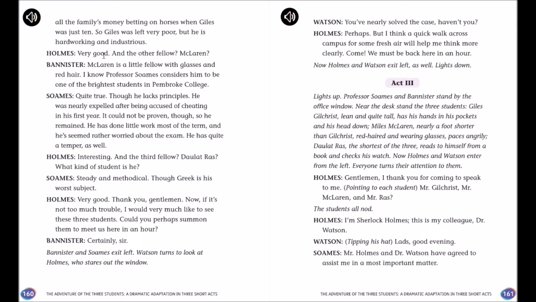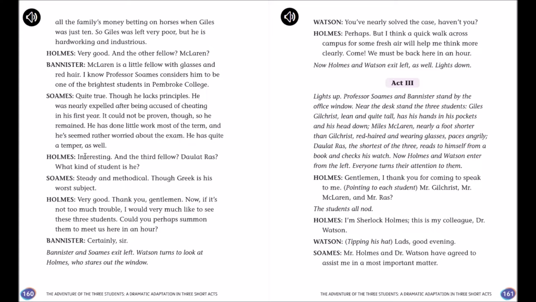Holmes. Very good. And the other fellow, McLaurin? Bannister. McLaurin is a little fellow with glasses and red hair. I know Professor Holmes considers him to be one of the brightest students in Pembroke College. Soames. Quite true, though he lacks principles. He was nearly expelled after being accused of cheating in his first year. It could not be proven, though, so he remained. He has done little work most of the term, and he seemed rather worried about the exam. He has quite a temper as well.